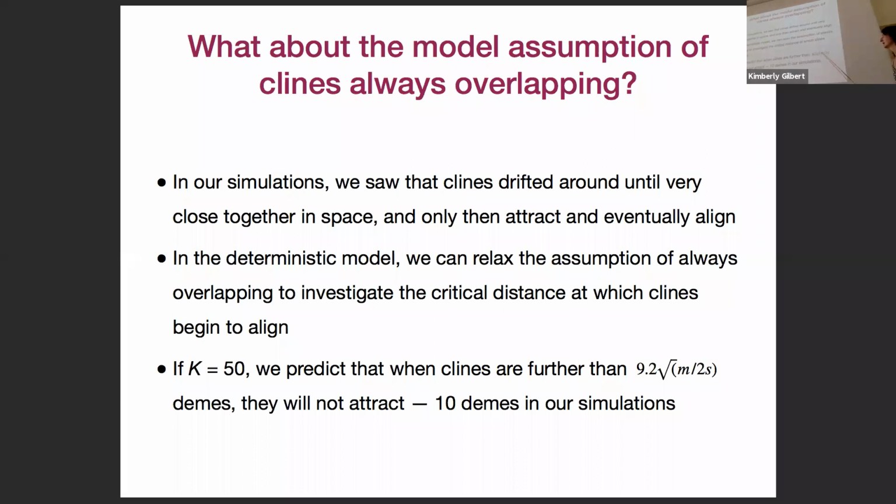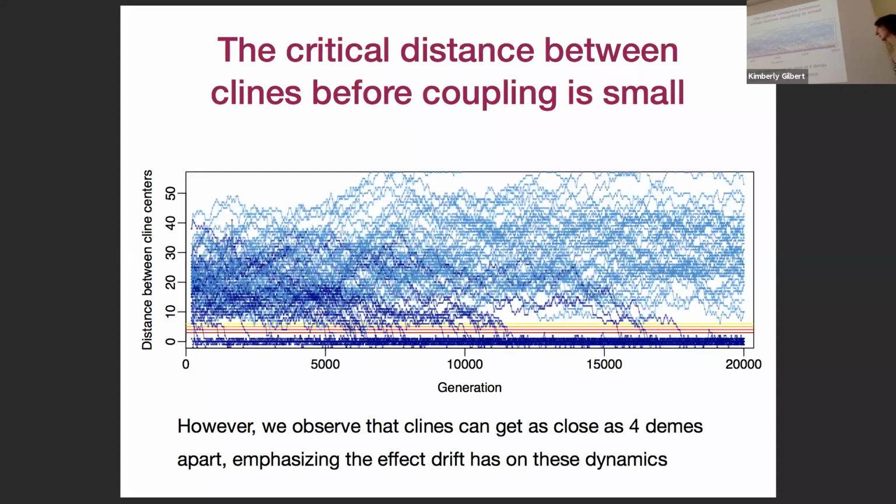And you come up with an equation that includes migration and selection, saying once you're this close together, then you should be in this realm of the clines starting to attract each other, because it's basically depending on how shallow or steep your cline is at one point. If this cline reaches 1 here, but it overlaps with one that's not yet at 0, then they'll start to align. But if you're this far apart, there's no interaction and there's still this region of high fitness between the two clines. This comes out to be 10 demes in our simulations. But if we actually looked at the critical distance in the simulations, we actually see them get as close as 4 demes before they always will couple. So I'll explain that a bit more now.